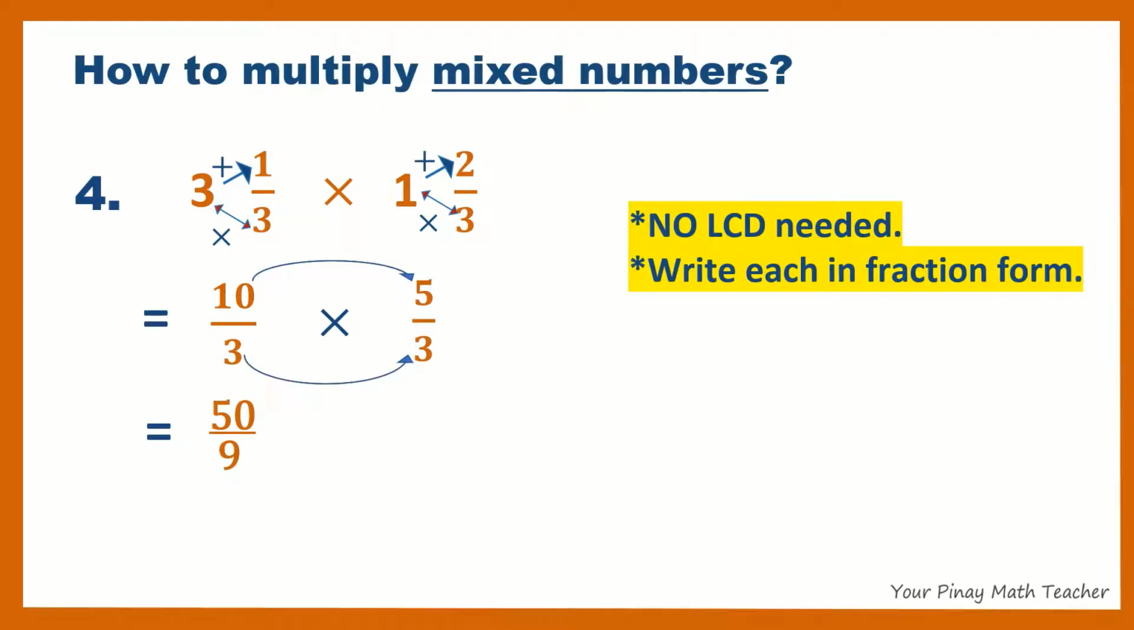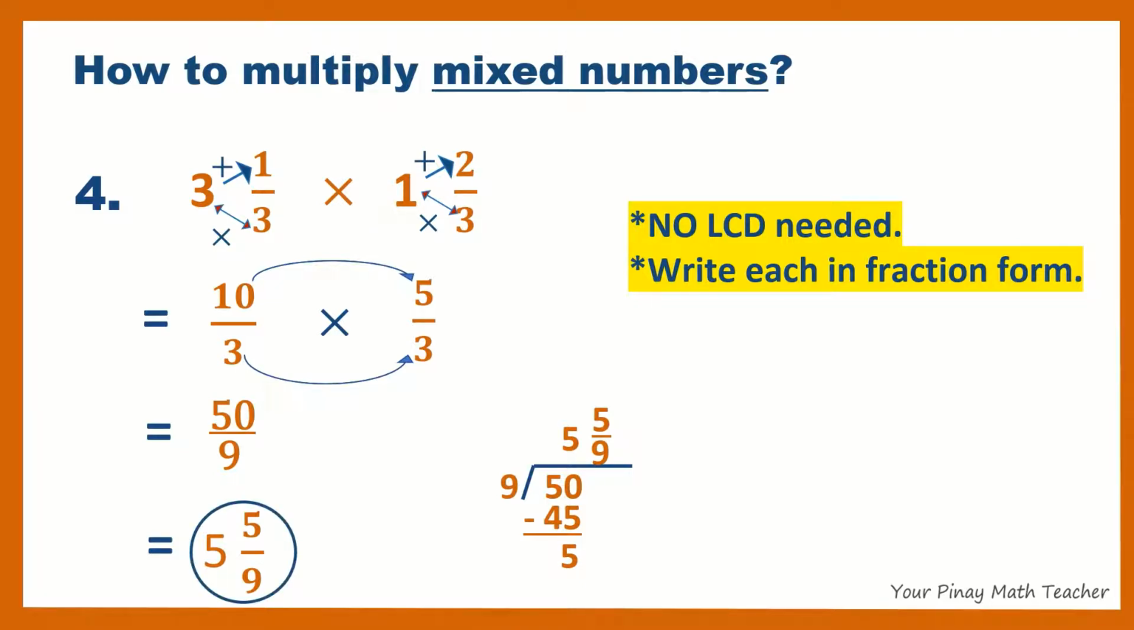Since this is improper, and we cannot reduce it anymore by any number except 1, then we have to divide 50 by 9. So we get an answer of 5 and 5/9. There is no other way to do this since no pair of numbers can be reduced. So the final answer is 5 and 5/9.